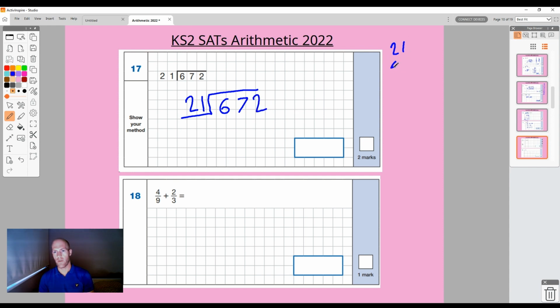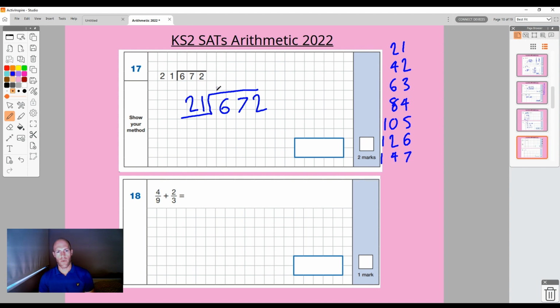21 times 2 is 42. Again, 63, 84, 105, 126, 147. Hopefully that's going to be enough.